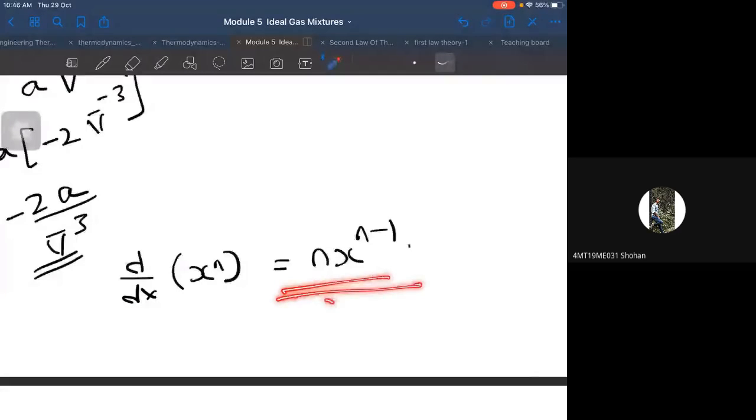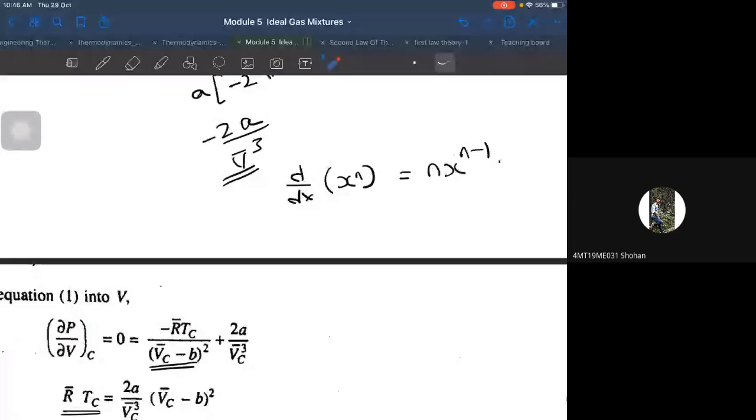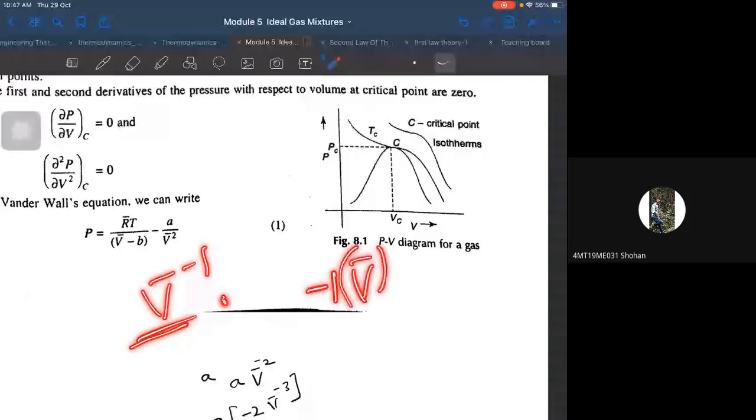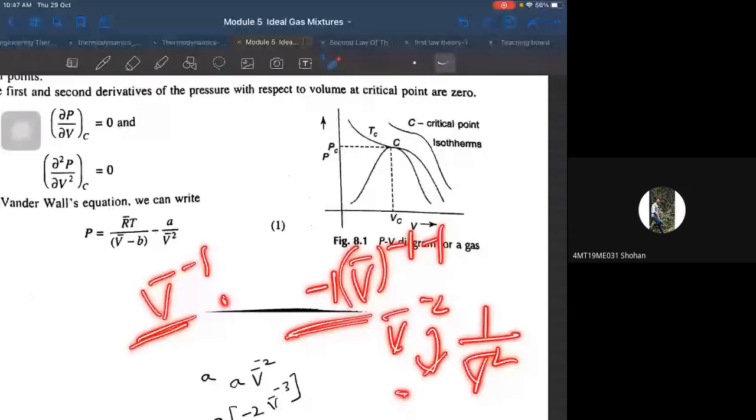Similarly, when you differentiate, you will get dou P by dou V is equal to minus R bar Tc divided by (V bar C minus B) whole square. Why? Because here V bar is at the bottom. When you take V bar to the top, it is V bar to the power of minus 1. What is the differentiation of V bar to the minus 1? Minus 1 V bar to the power of minus 1 minus 1, so it becomes V bar minus 2. When you take it to the denominator, it will be 1 by V bar square. A simple differentiation, guys. Got this, everyone? Yes, sir.